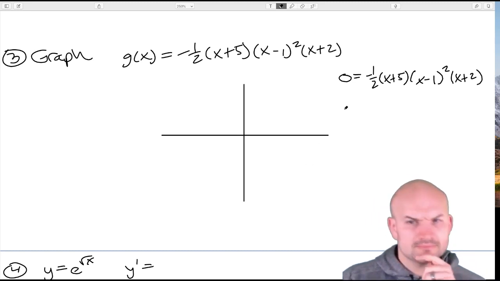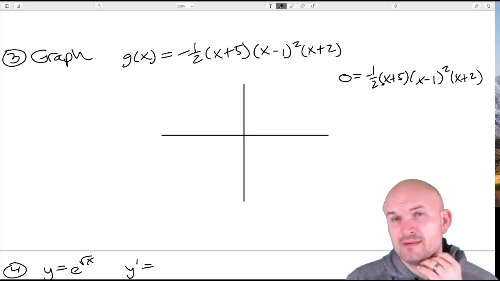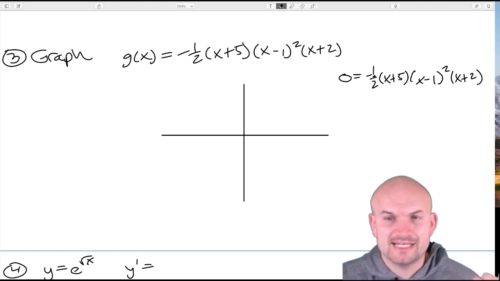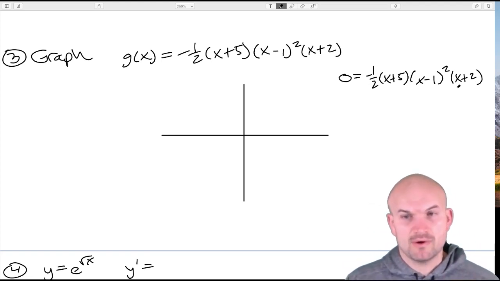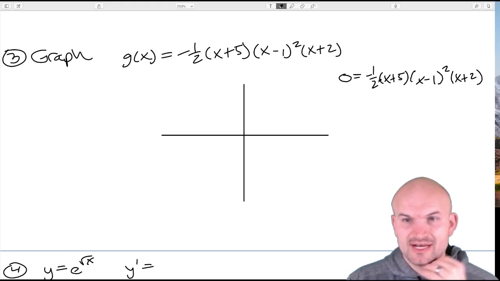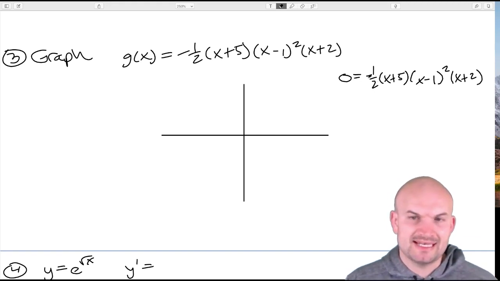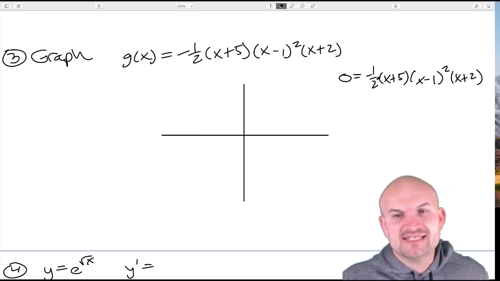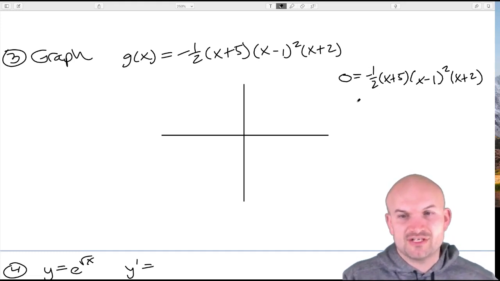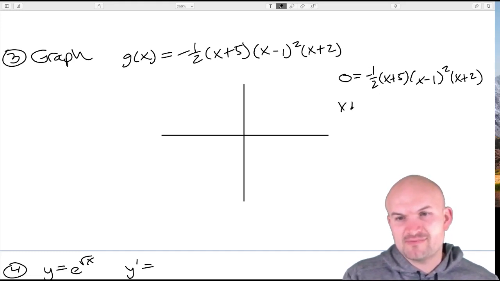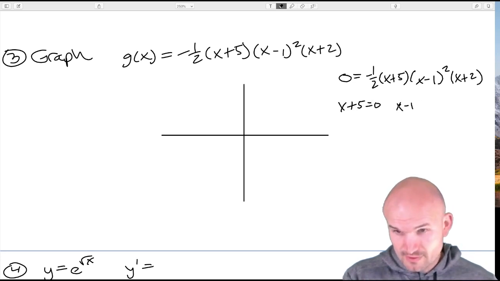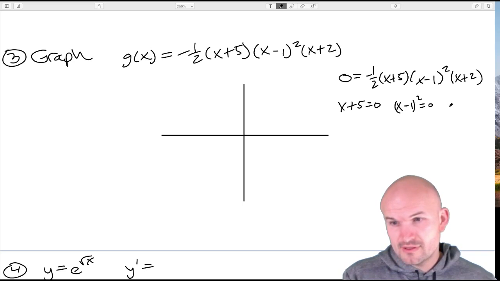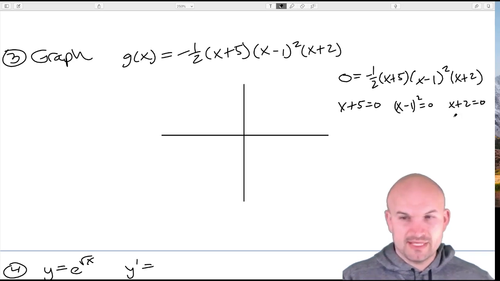All right. So basically, now what we can do is apply the zero product property. One of the main issues here is we have the scalar. The first thing we could do is multiply by -2 on both sides, and that would get rid of the scalar. Remember, the scalar is not going to be an x-intercept. Only each of these factors is going to produce an x-intercept. So I'm going to have x plus 5 equals 0, (x minus 1) quantity squared equals 0, and x plus 2 equals 0.